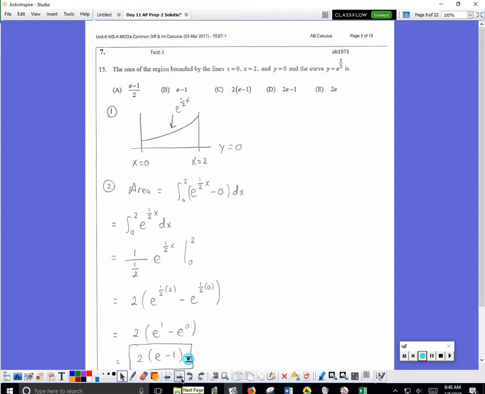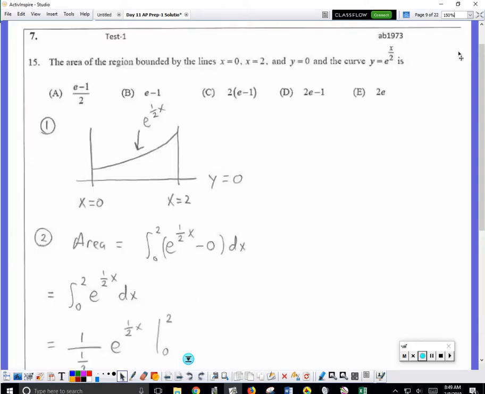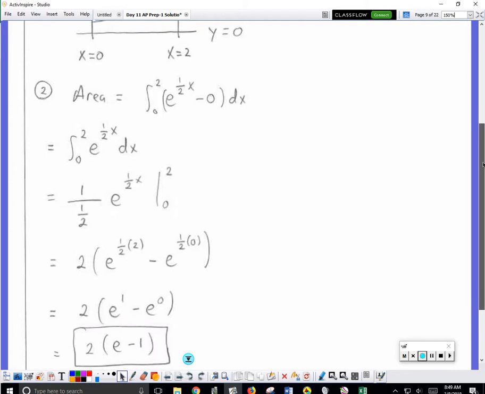Another area problem. I would bet the biggest mistake here is right in this step from here to here, because people don't notice that this is e to the 1/2 x. So the antiderivative is 1 over a, e to the ax plus b. So look at that. Please feel free to ask about any part of it.